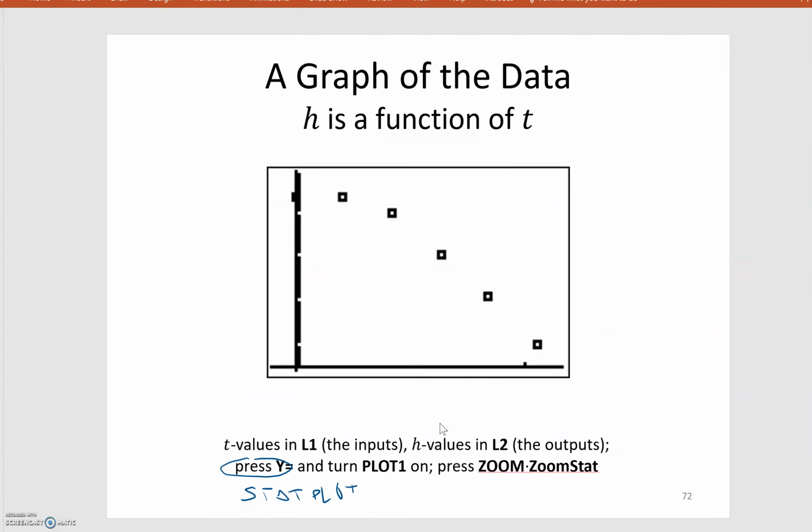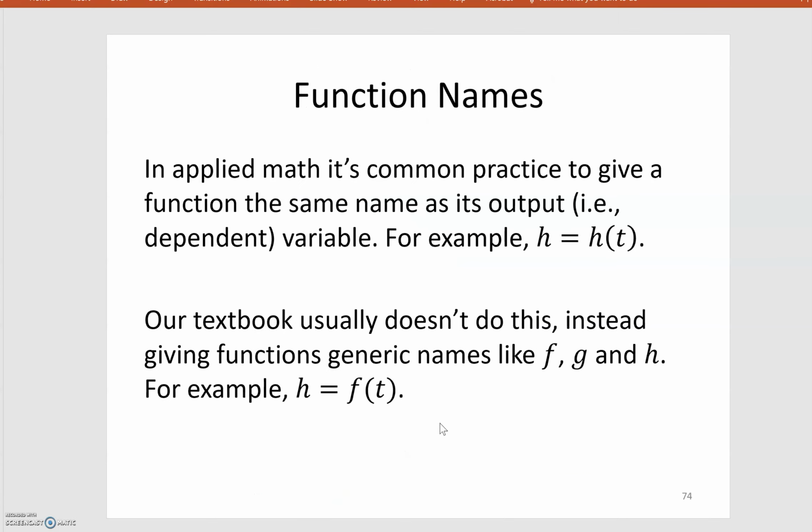Okay. So that would generate a nice scatter plot of this data, and you can see here that it is a function of t. It does pass the horizontal line test. And so a mathematical model would be to take this data and then to come up with some kind of symbolic function that sort of followed that pattern. And in this particular case, you always kind of want to name your function, if you can, something that's evocative of what you're actually studying. So in this case, I would say h of t would be a good choice for height of the ball at time t.